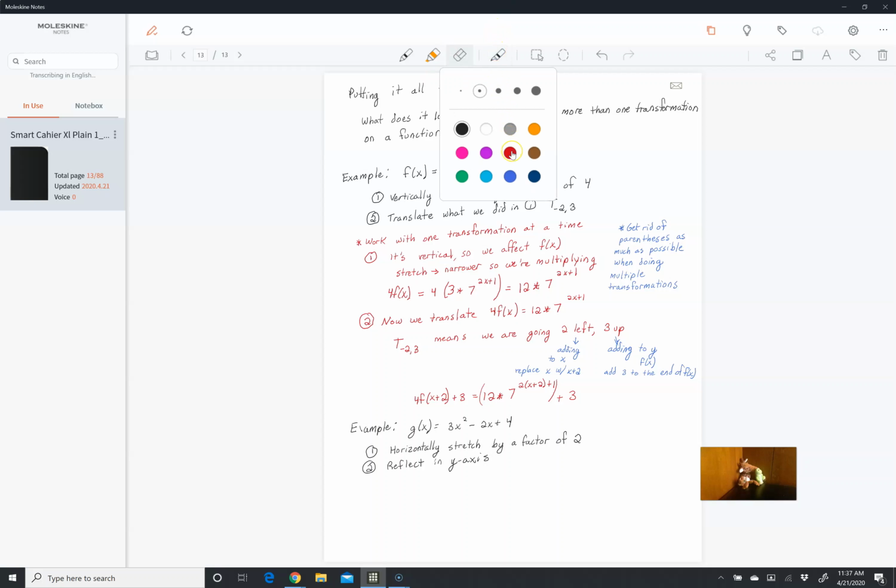Again, take it one transformation at a time. Okay. So the first thing that we're going to do is the horizontal stretch. Horizontal tells us we're affecting the x. This is a great point for you to pause the video and try it out on your own, okay? But if you want to walk through one more, that's okay too. So it's a horizontal stretch.